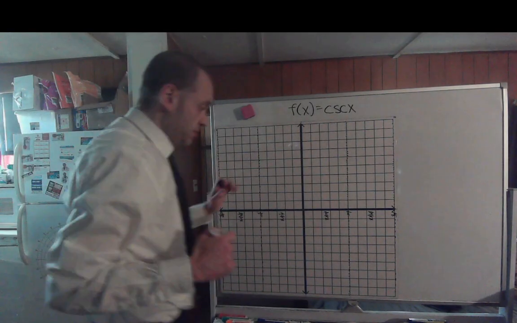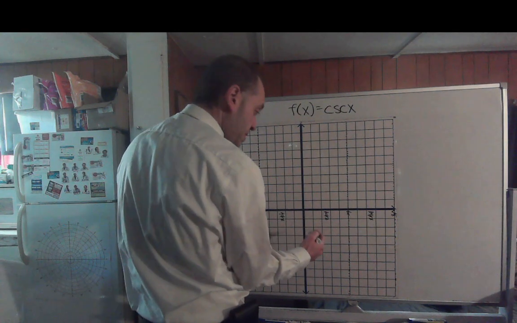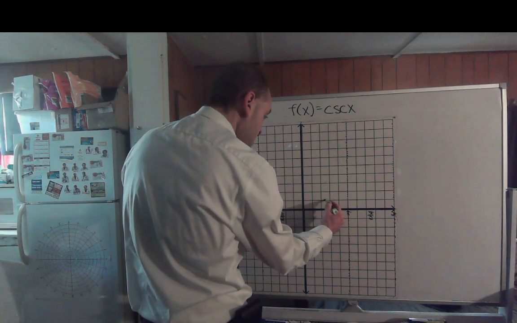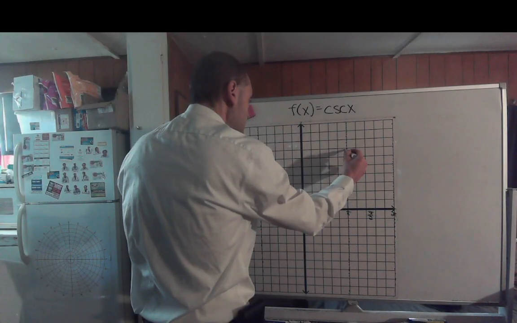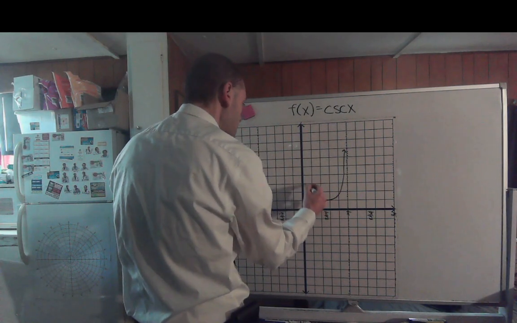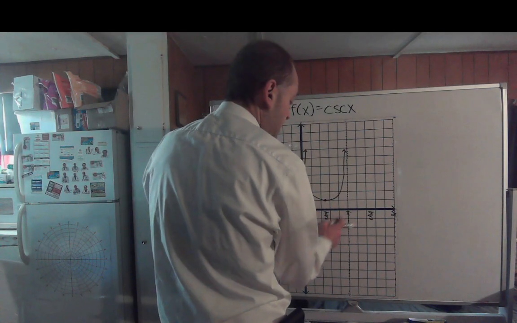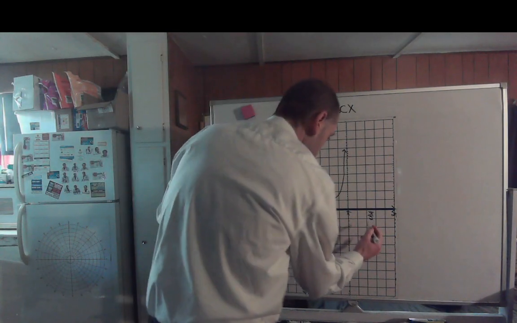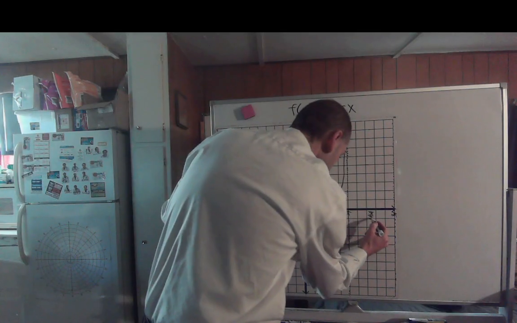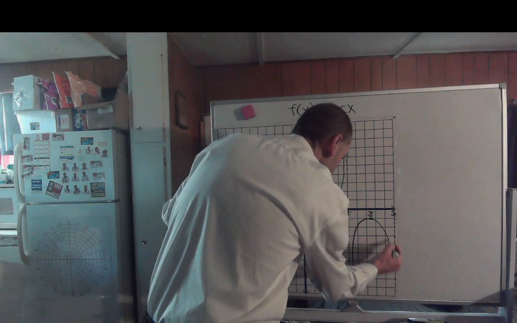Alright, so from 0 to pi represents the first quadrant. We know the cosecant of pi over 2 is 1. Then our graph is going to go up like this. And then, well, from 0 to pi, I should say, is the first and second quadrant, excuse me. From pi to 2 pi, that represents the third and fourth quadrants. So at 3 pi over 2, the cosecant is negative 1, and our graph goes down like this. So it just continues to repeat.